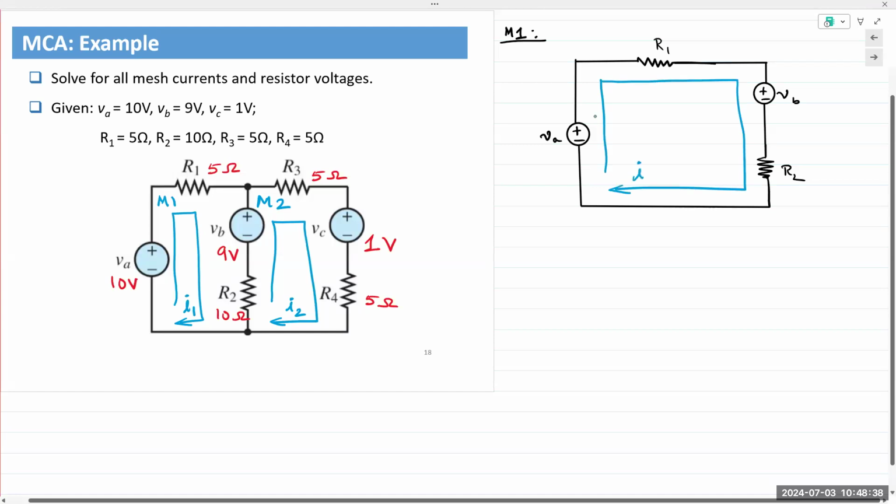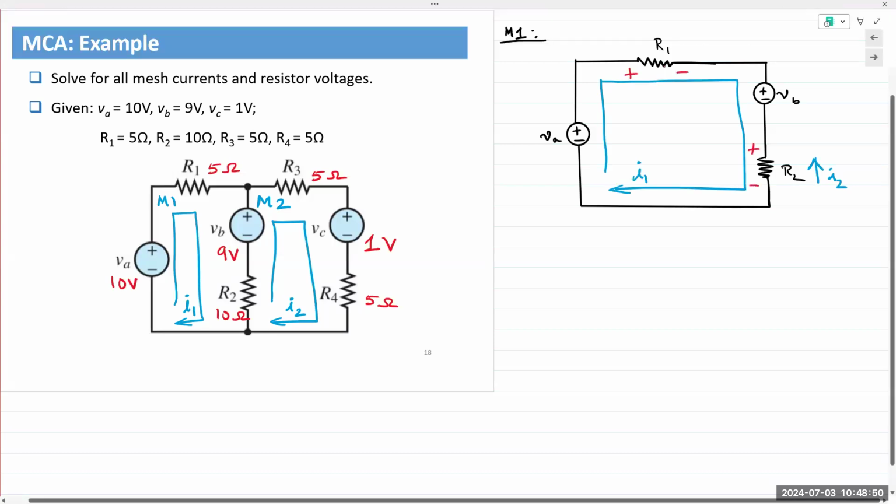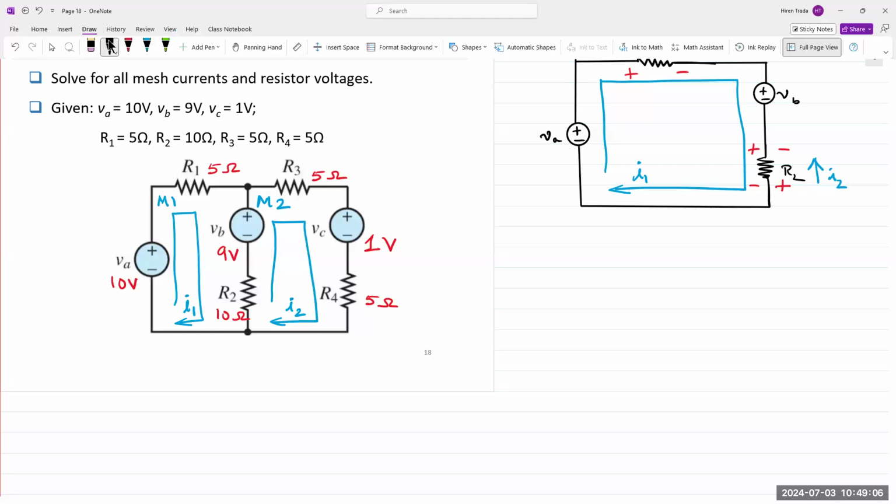We have I1, we have I2 coming up from the bottom, causes a voltage drop, plus minus, and minus plus. Okay, R2 is the only shared resistor between M1 and M2. So things are relatively straightforward. Does the setup make sense? Right, we have a hypothetical mesh current, I1, and I2 is outside.